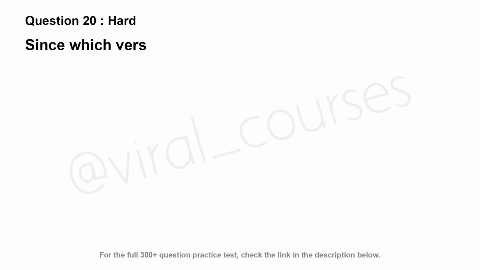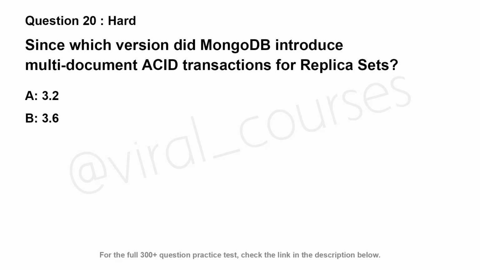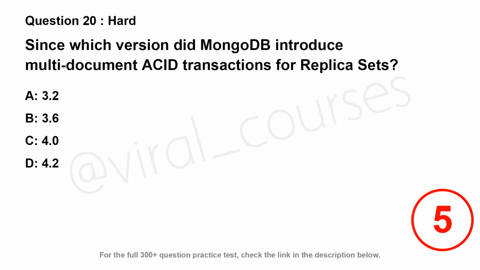Since which version did MongoDB introduce multi-document ACID transactions for replica sets? Option A, 3.2. Option B, 3.6. Option C, 4.0. Option D, 4.2.